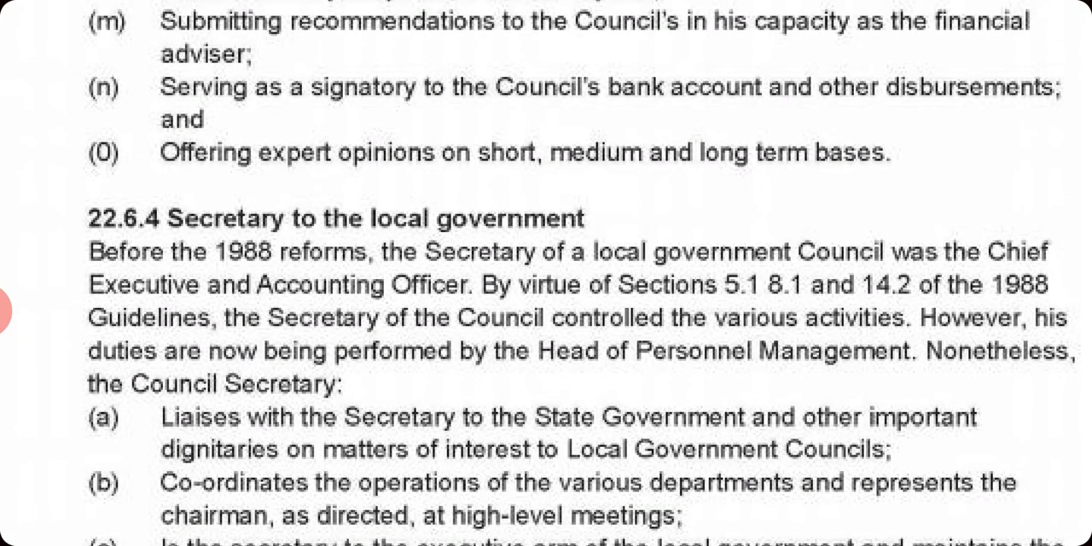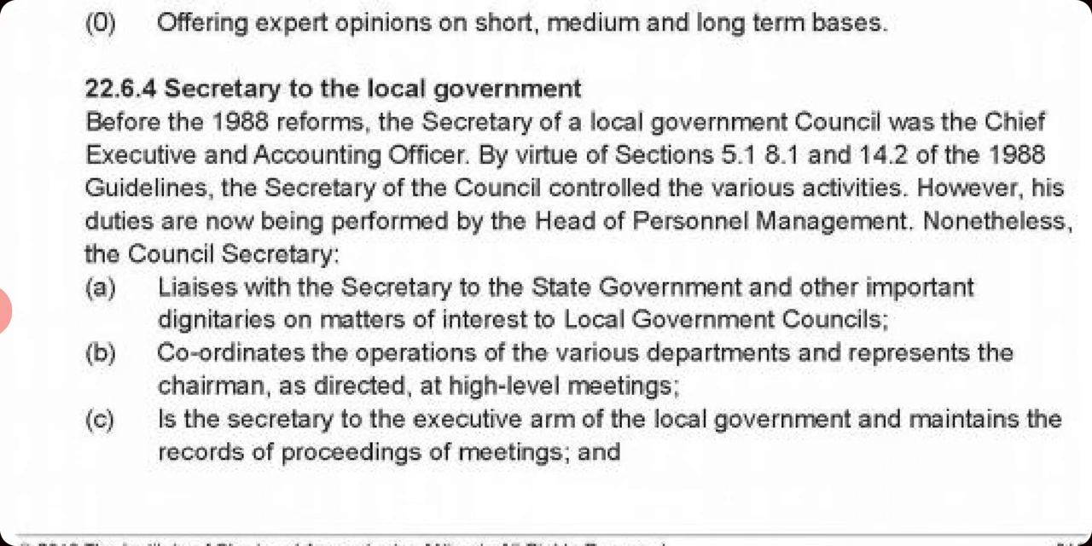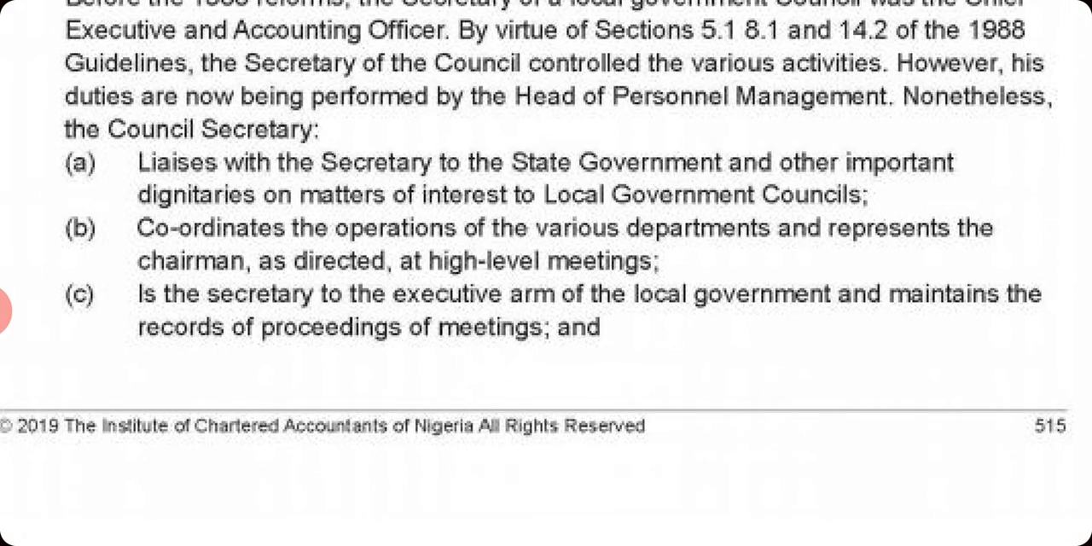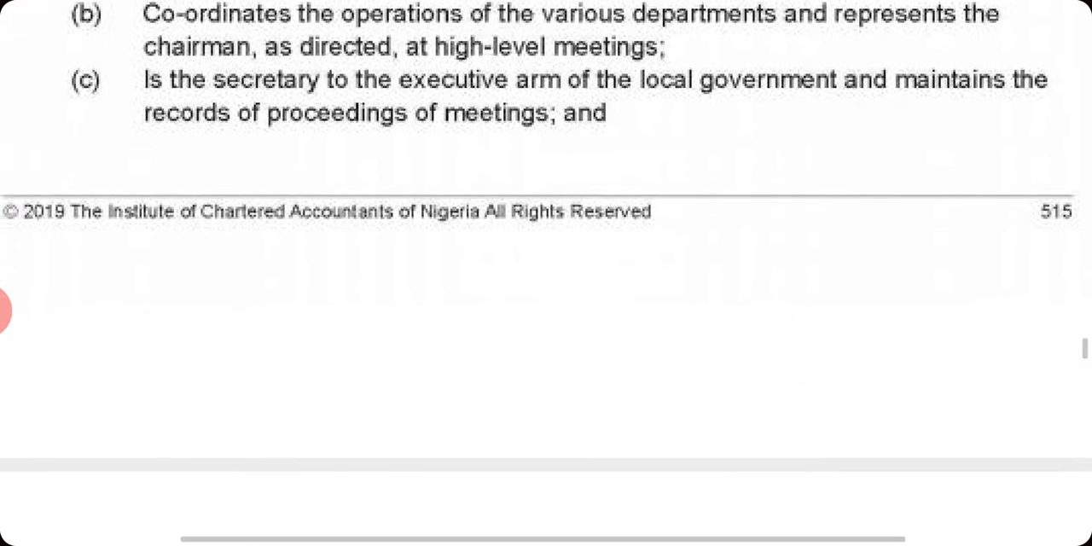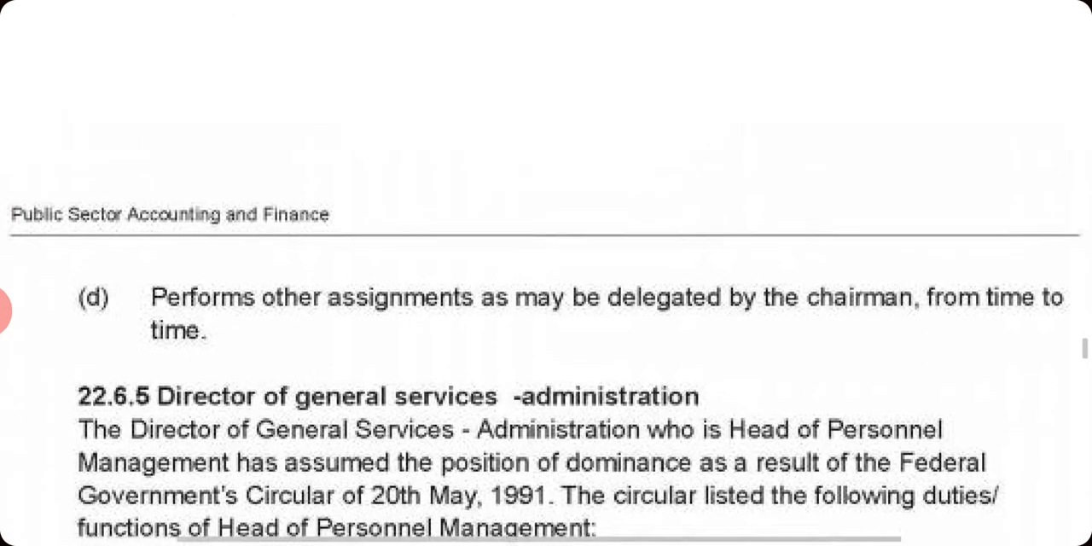Then let's look at the secretary to the local government. The secretary to the local government can be likened to the SSG of the local government. However, the secretary's functions have been delimited after some executive orders were given out. However, the secretary to the state government and other important dignitaries coordinate the operations of the various departments and represents the chairman as directed. The secretary is the executive arm of the local government and maintains the records of proceedings of meetings. So he, as a secretary, maintains the records and proceedings of the meeting. He performs other assignments as may be delegated by the chairman from time to time.